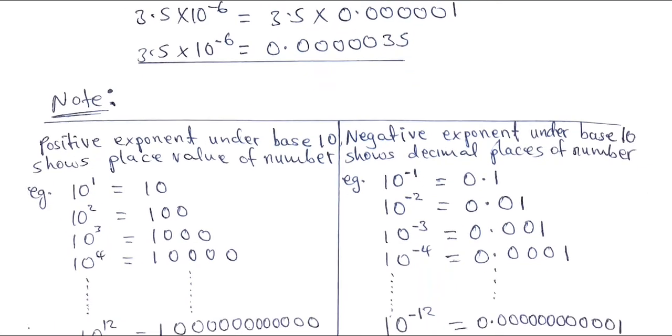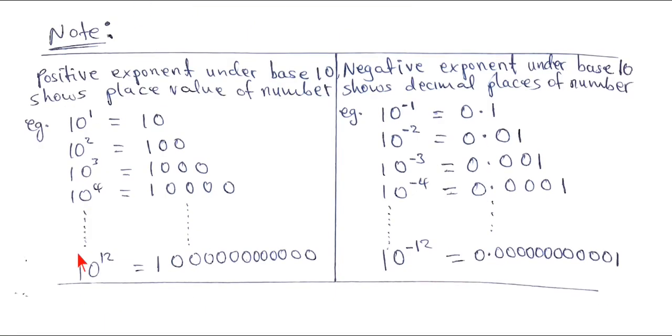That's what I've said here. The positive exponent under base 10 shows the place value of the given number. That's why for exponent 1, we have 10, because we have only 1 zero. 10 exponent 2, you must have 2 zeros. 10 exponent 3, you have 3 zeros. 10 exponent 4, you have 4 zeros, like that. Even 10 exponent 12, you have 1 and 12 zeros, right? But this is for the positive exponent, as you see here.